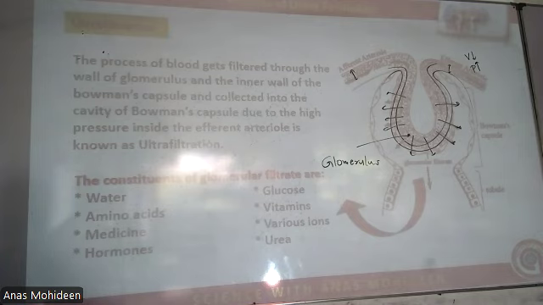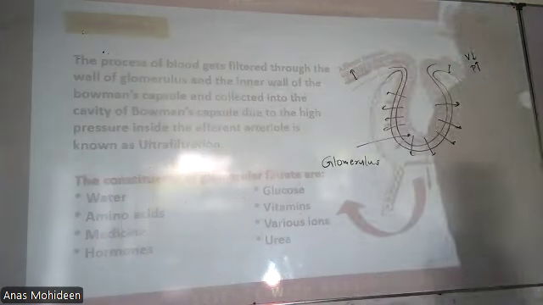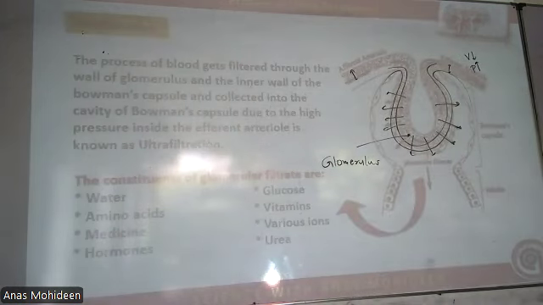Last two calls, you see the same thing. Please take the note. Glomerular filtrate contains what? Green and white. Water, minerals, amino acids, glucose, vitamins.